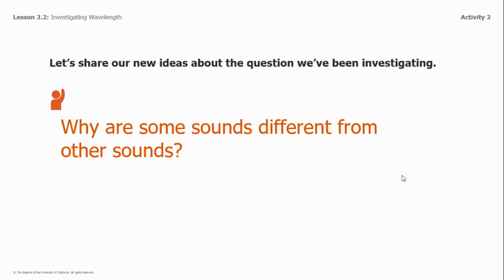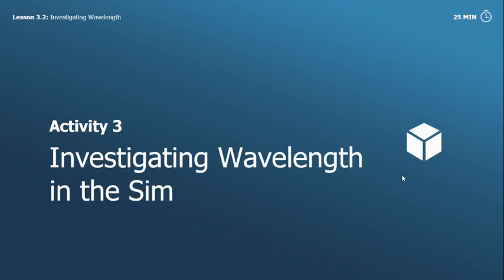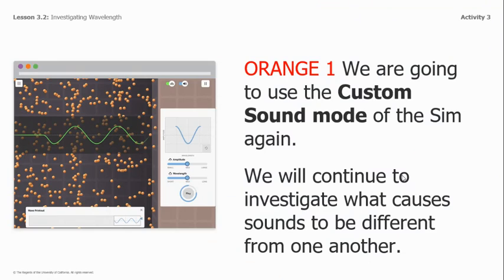So, why are some sounds different from other sounds? Well, not only can sounds be different volumes, loud or quiet, they can also be different pitches, high or low. We're going to talk about pitch today. Pitch is also, when we're talking about sound waves, the wavelength. So we're going to investigate that in the sim.